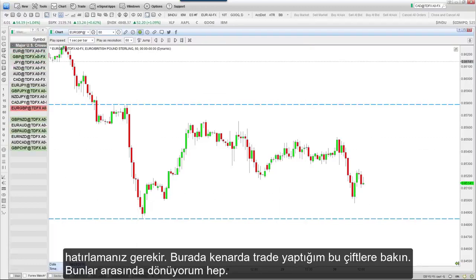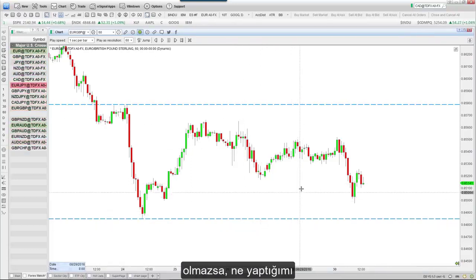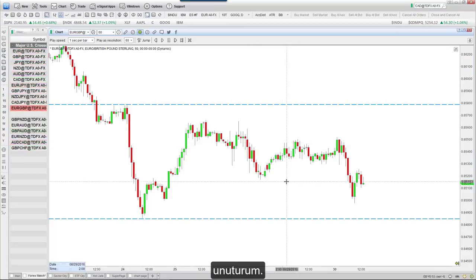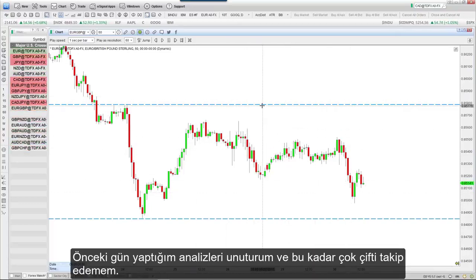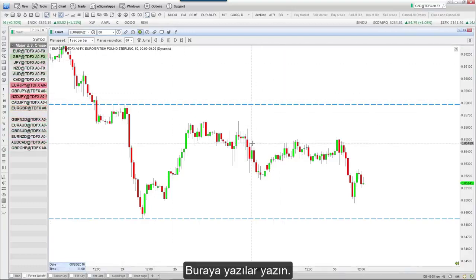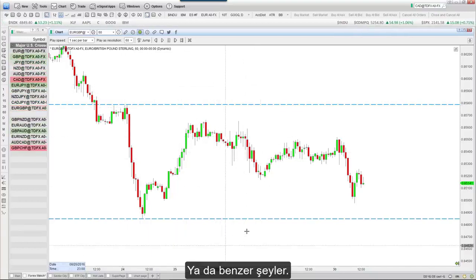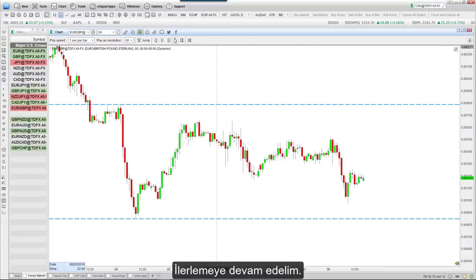If you look on the side here at all the different pairs that I trade, as I'm cycling through these, if I don't have some annotations on my chart on what I'm looking for and what I was doing, I'd be lost. I'd forget about the analysis that I did the day before, and I would not be able to follow this many pairs. If you want to, use your text tool. Write a text in here. Say, hey, in consolidation, no trading, something like that. Right? Let's keep moving forward here.